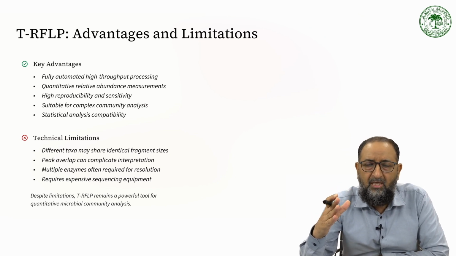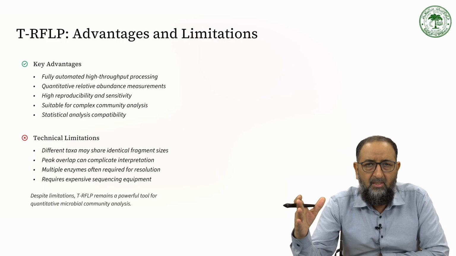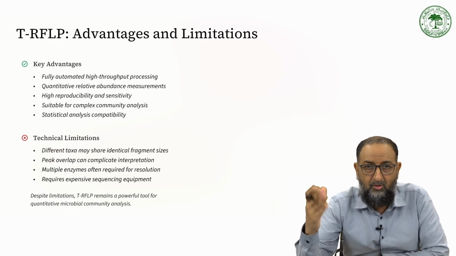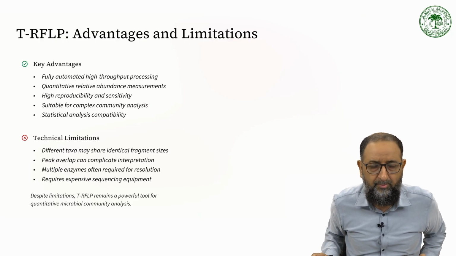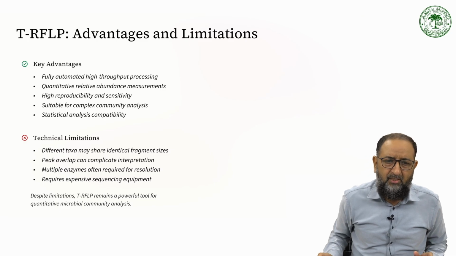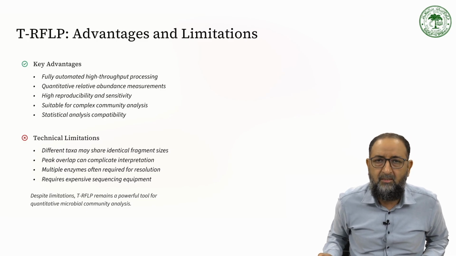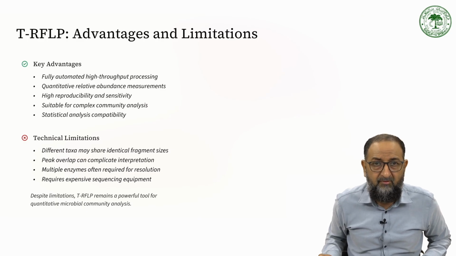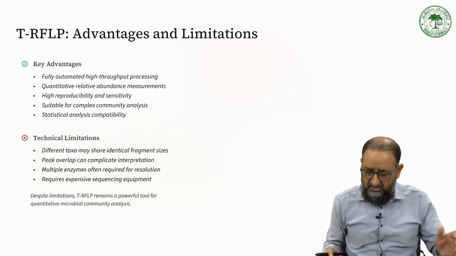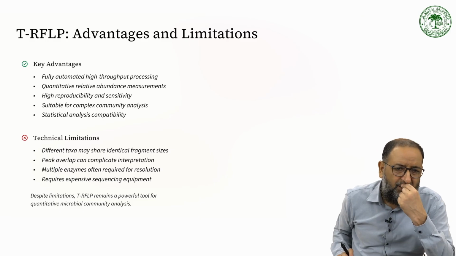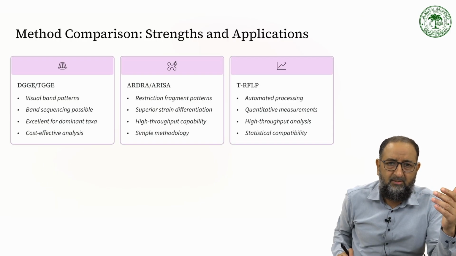So for example, you need one enzyme, or two enzymes, or three enzymes with different catalysts to be identified. Then it requires expensive sequencing equipment also, costing around 1 crore or more than 2 crores, depending upon what kind of sequencer you have. Despite these limitations, terminal fragment length polymorphism remains a very powerful tool, very sensitive and very good, though it is very expensive. But from a research point of view, it is very sensitive and gives very precise results. So the microbial community can be easily identified through these methods.